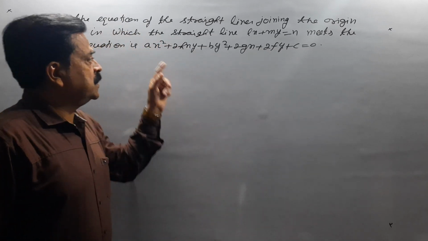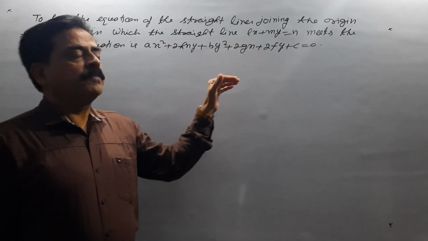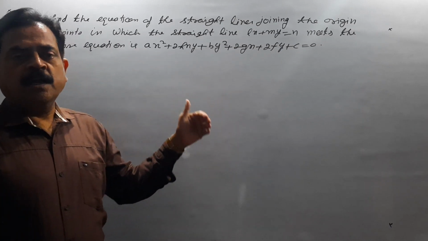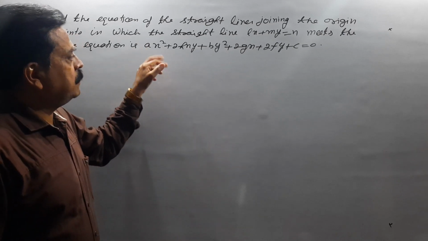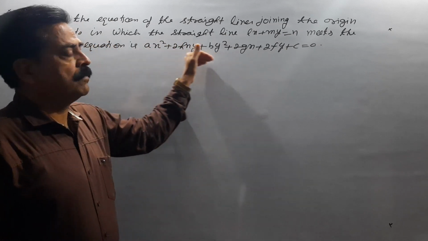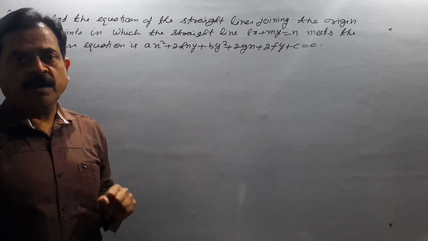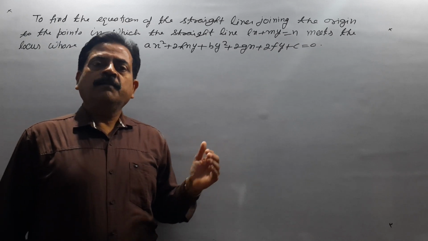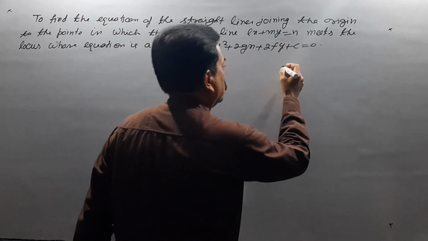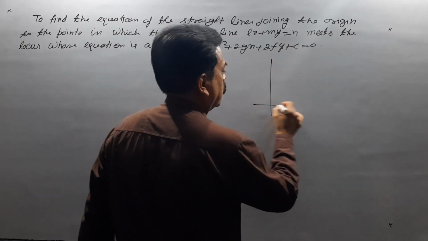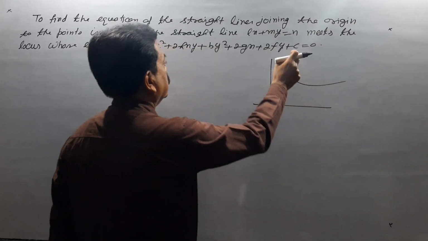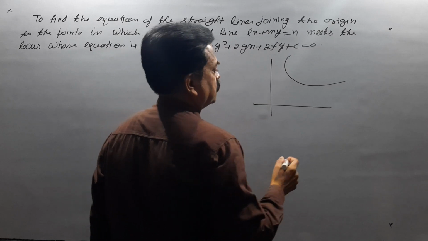As we know, this is the general equation of second degree and this can represent a pair of straight lines or a circle, parabola, ellipse or hyperbola. But this time this is not representing a pair of straight lines. This time the equation is representing a curve, and the curve may be a circle, parabola, ellipse or hyperbola. So suppose this is the curve. This curve is given by this general equation of second degree.